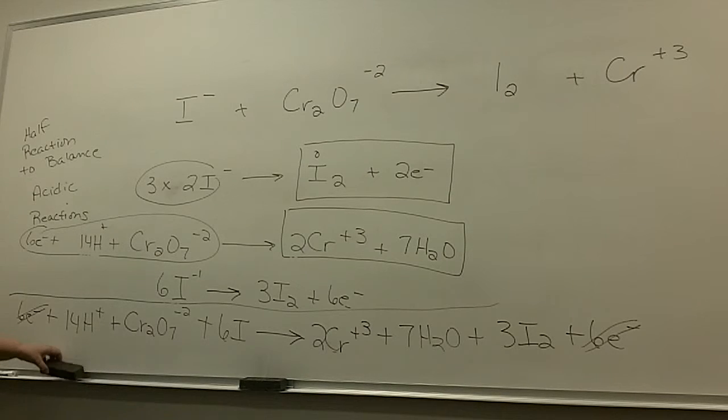Do you want to try another one? Wait, let me write that down. I'm gonna try it with the basic one this time. So the whole point of this is to get rid of the electron and balance it. It is to balance the equation by balancing the electrons in each half reaction.